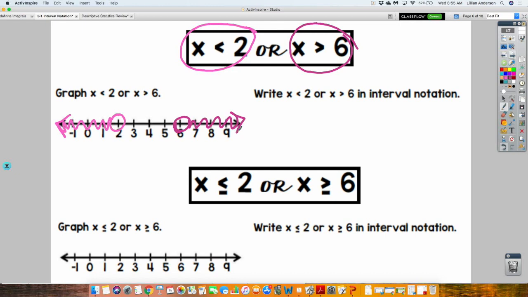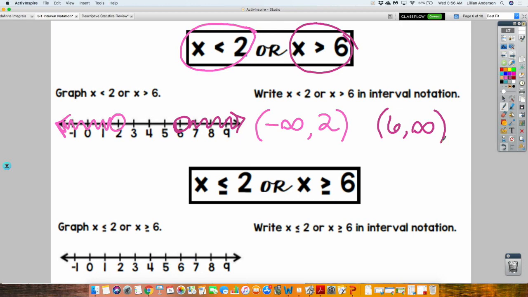So, how do I represent this light pink part in interval notation? What's the number that's furthest to the left? Negative infinity. And it goes all the way to what number? 2. That part represents the light pink part, the part on the left side. What goes around the negative infinity? Parentheses. What goes around the 2? Parentheses. How do I represent the right part? 6 to infinity. What goes around the 6? Parentheses. What goes around the infinity? Parentheses. So far, so good.